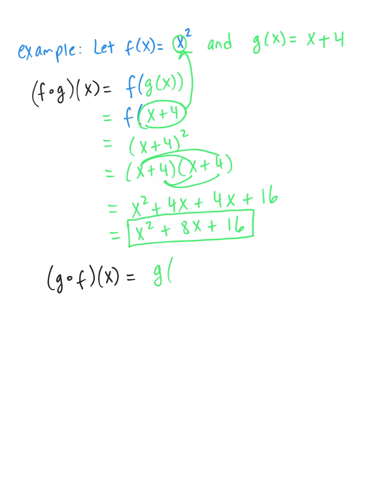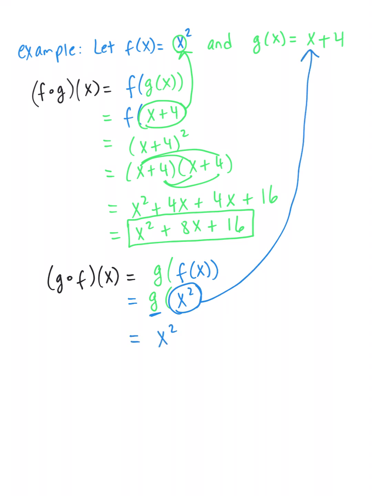So if you feel like you're ready, go ahead and pause the video. We'll replace f of x with its equation, and then we'll plug in whatever's in parentheses into the x in g of x. So our final answer is x squared plus 4.